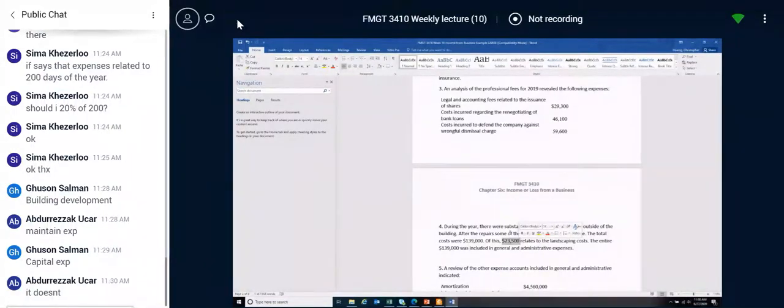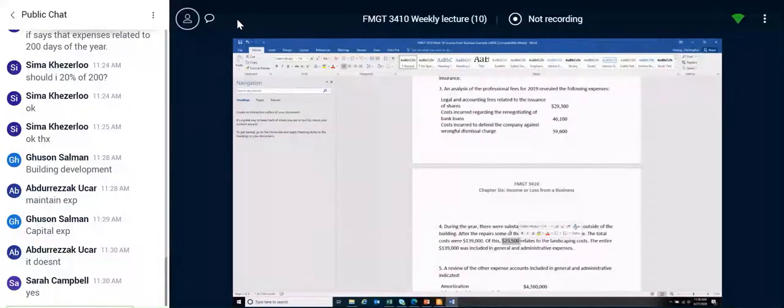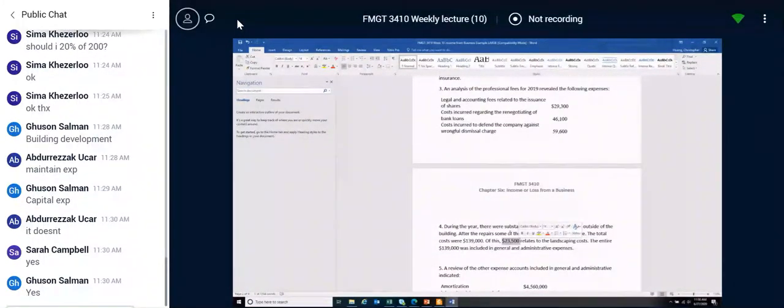I guess, here's a better way to put it. If I build a retaining wall, is there a future benefit? Does this thing last? Yeah. So normally for accounting purposes, landscaping is a capital cost.